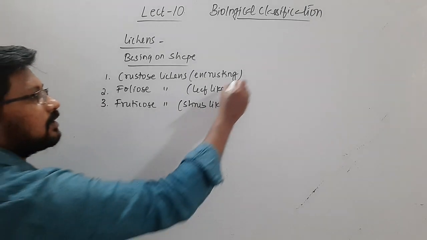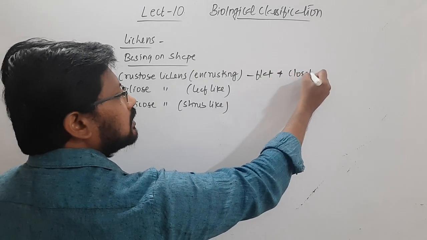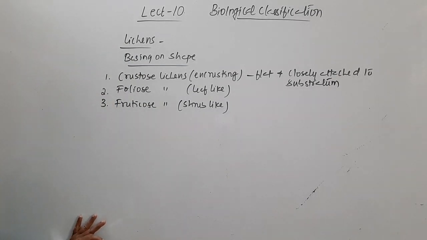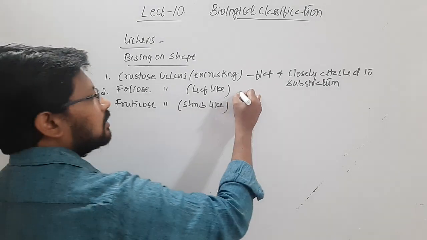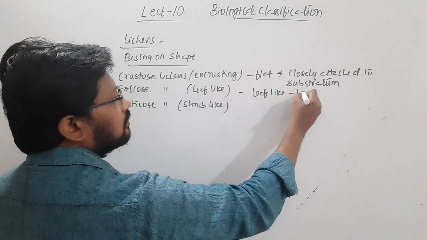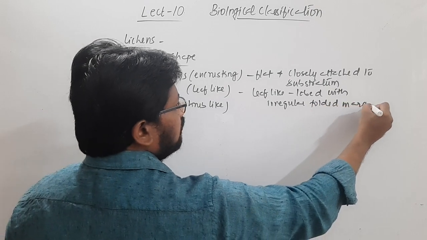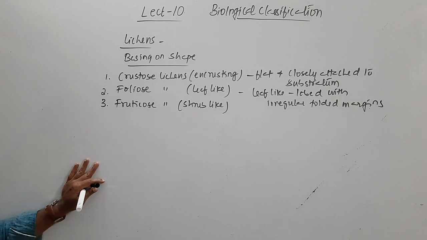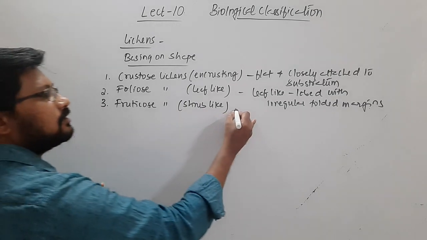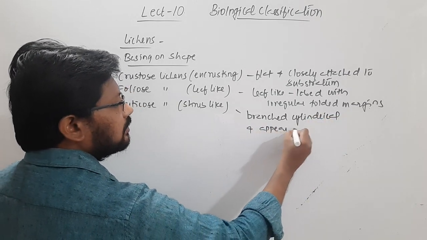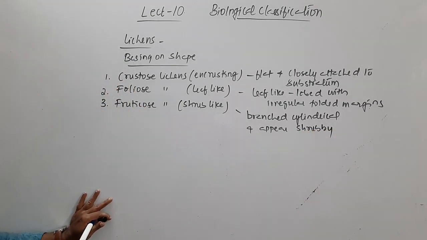Crustose lichens are flat and closely attached to the substratum. Coming to the foliose, as I already mentioned, they are leaf-like, with lobed or irregular folded margins. And then coming to the fruticose type, they are branched, cylindrical, and appear shrubby.